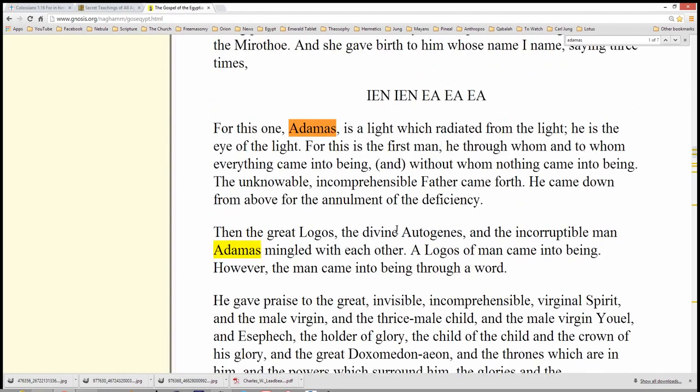And the great Logos, the divine autogenes, and the incorruptible man, Adamas, mingled with each other. A Logos of man came into being. However, the man came into being through a word.